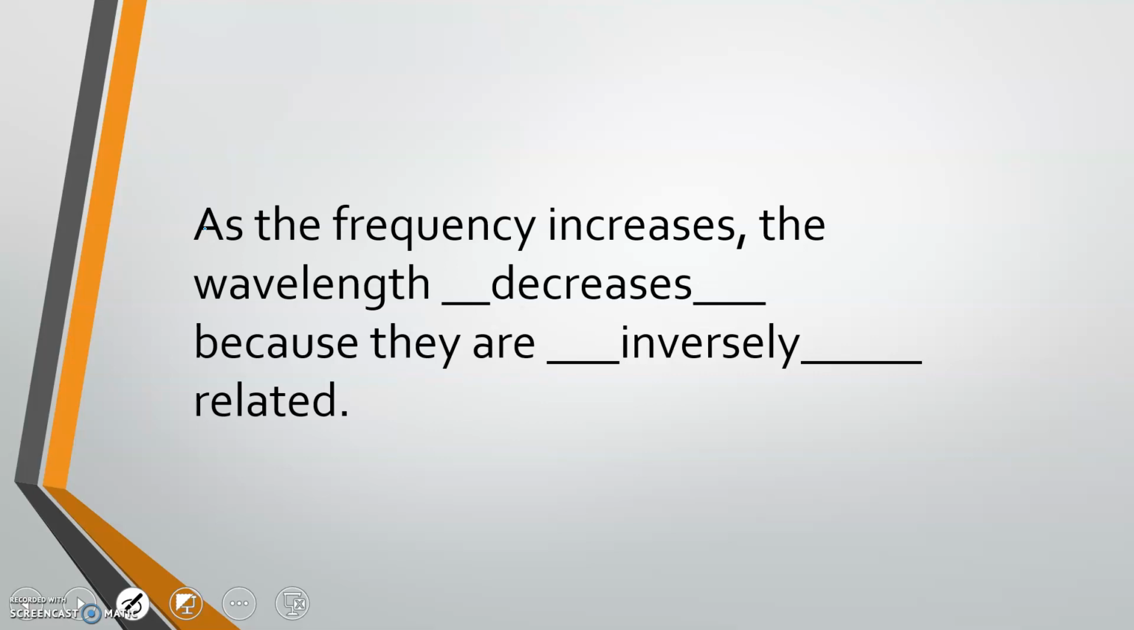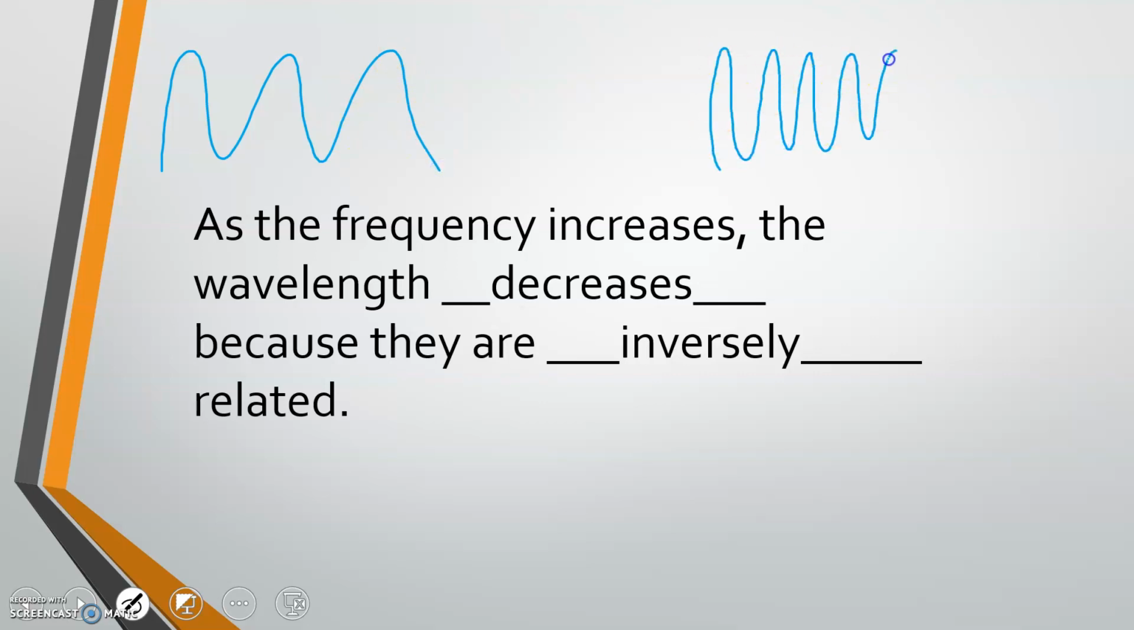All right, so as frequency increases, the wavelength decreases because, if we just have an average wave compared to a high frequency wave, you'll notice that the wavelength decreases. Here it's really long, here it's super short. And that is because they are inversely or oppositely related. So as one increases, the other one decreases.